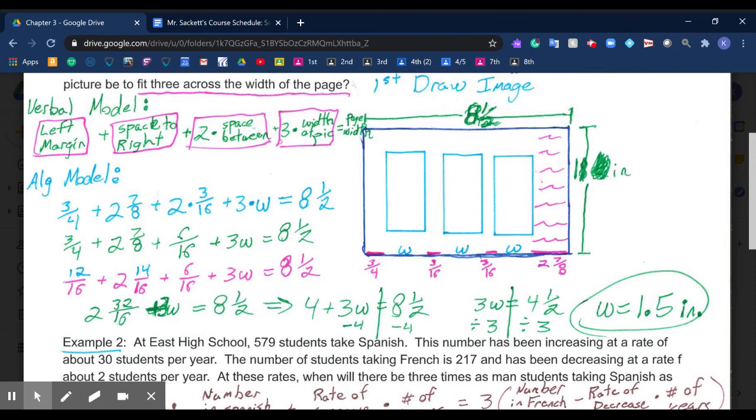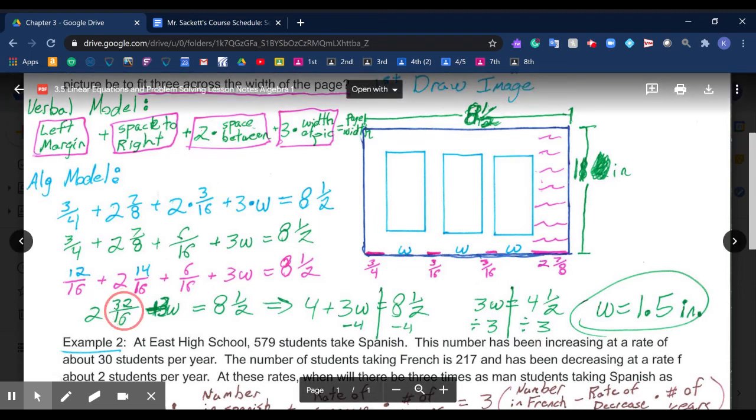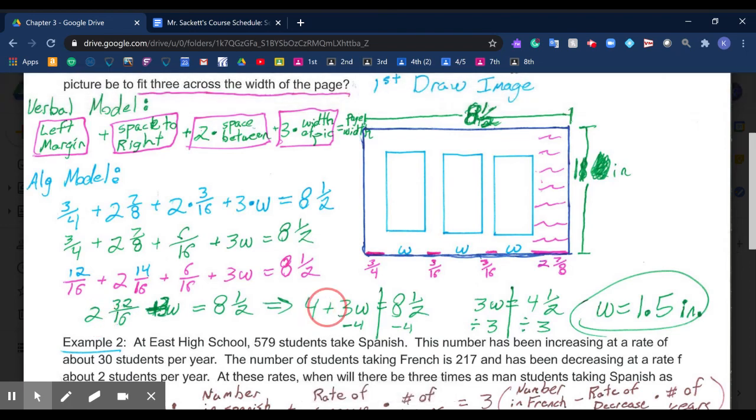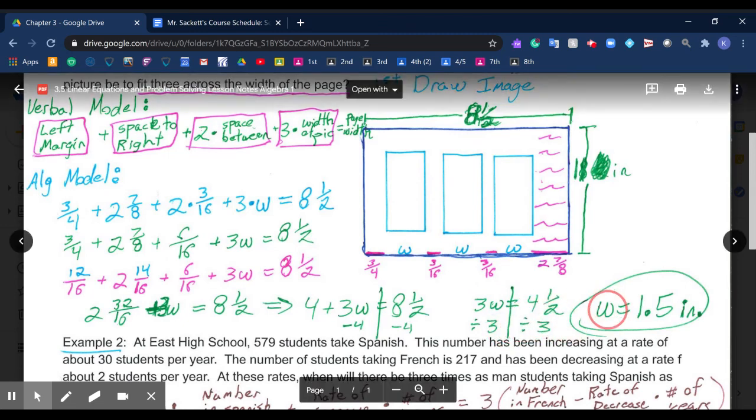Well, 2 32/16 is, 32 divided by 16 is 2. So 2 wholes added to the 2 out front is 4. So really what I have is 4 plus 3W equals 8.5. Subtract the 4 from each side. So 3W equals 4.5. Divide both sides by the 3, and that tells us W, the width of each picture, can be 1.5 inches.